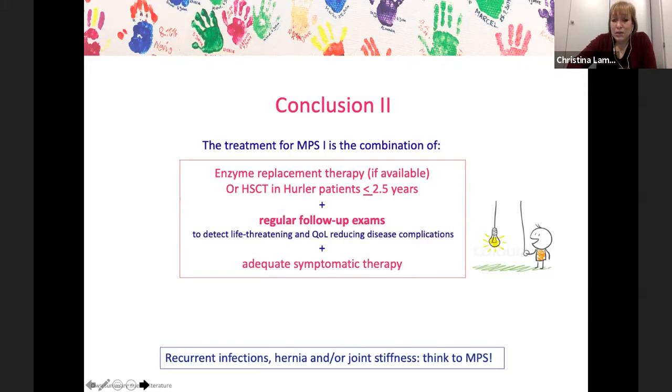But what is extremely important in any case, even if you don't have a treatment, is a regular follow-up to detect the life-threatening and quality of life-reducing disease complications, and to prevent further damage, to plan surgeries, to plan medication, to plan orthosis and supportive therapy as you need, and to start that treatment. And actually this as early as possible, because it is a progressive disease, it is a storage disease.